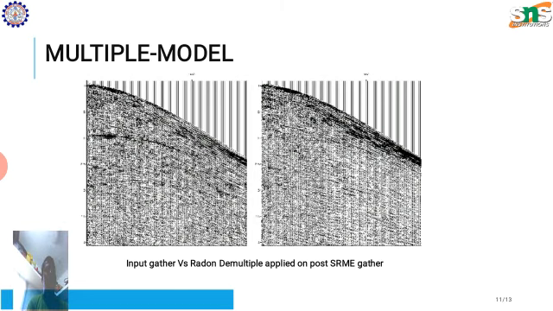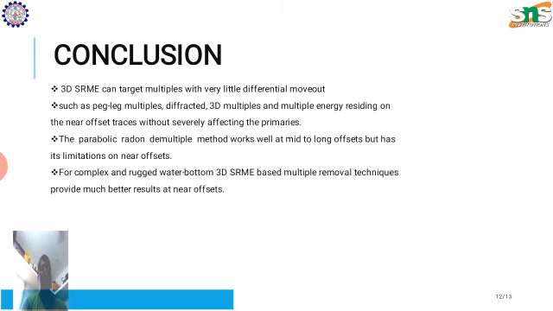Next one, we are finally going to the conclusion part. 3D SRME can target multiples with very little differential moveout, such as peg-leg multiples, diffracted 3D multiples, and multiple energy residing on the near offset traces, without severely affecting the primaries.